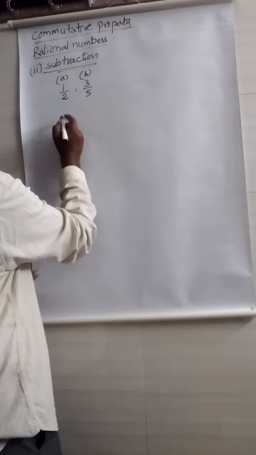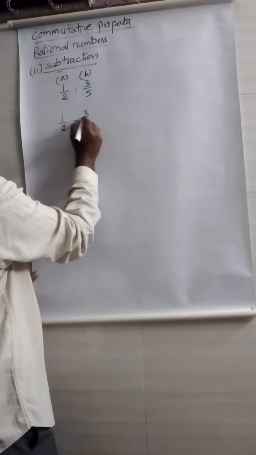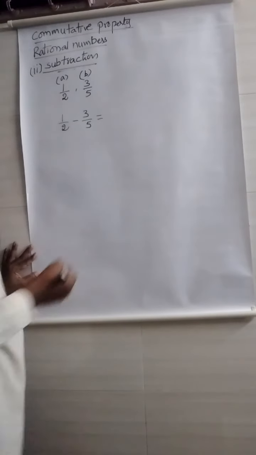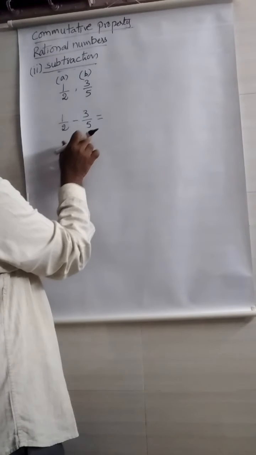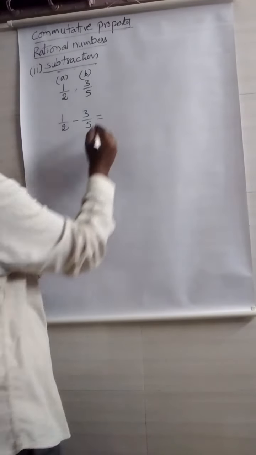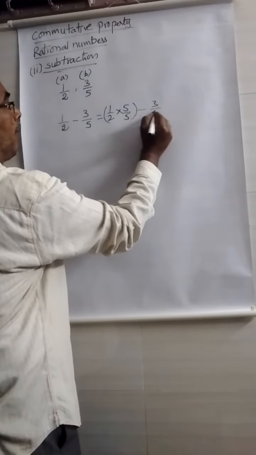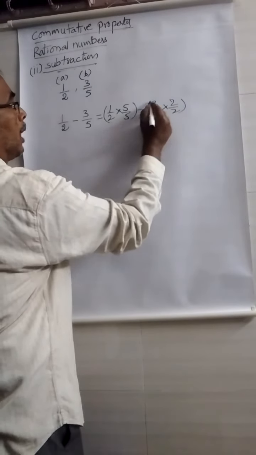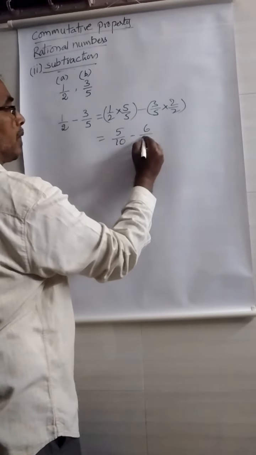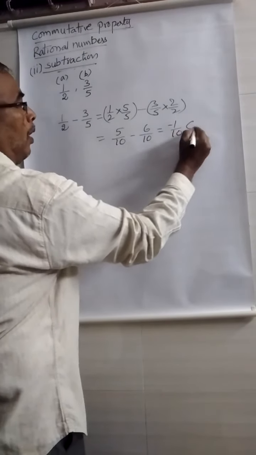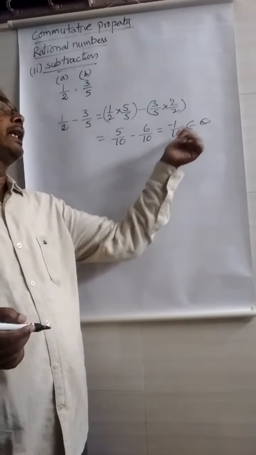Okay. I take the first order, that is 1 by 2 minus, subtraction means minus symbol, 3 by 5. 1 by 2 minus 3 by 5. First you may convert into like fractions. That means 1 by 2 into 5 by 5 minus 3 by 5 into 2 by 2. What I did in the previous one. 5 by 10 minus 3 2s are 6, 5 2s are 10. That means minus 1 by 10. Minus 1 by 10 is in the form of p by q, hence it is a rational number.